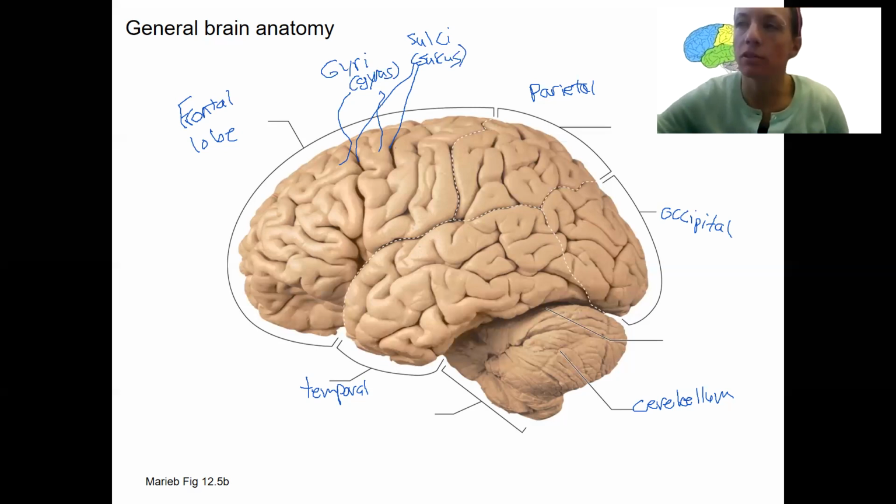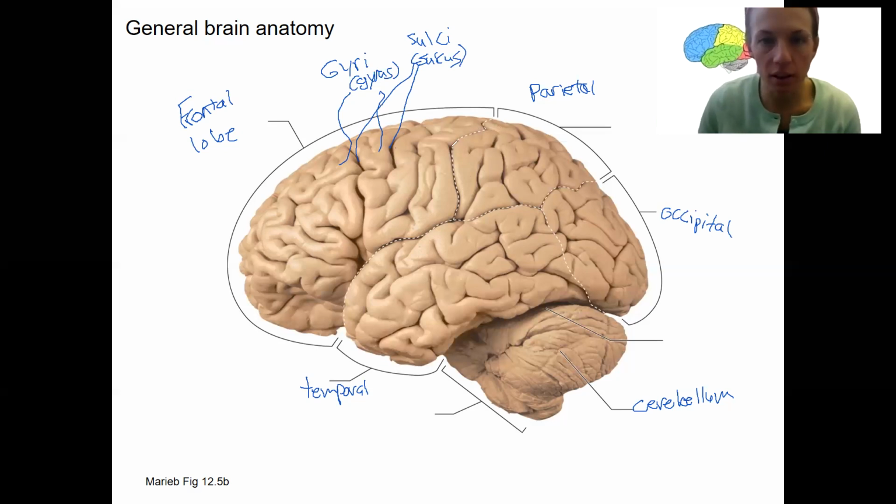And we're going to have some names of some very specific gyri and sulci. One of these is this sulcus right in the middle, because the sulcus is the groove, right? This is called the central sulcus. And it is surrounded by two gyri, so two ridges. There's a gyrus right here and a gyrus right here.